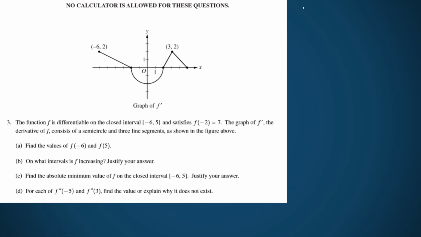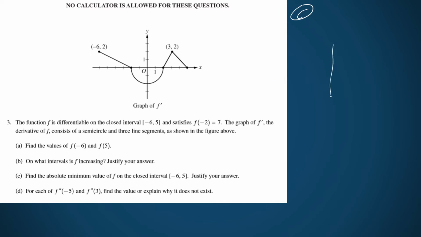Okay, for C. Looking for absolute minimum value. That's when f prime changes from negative to positive, which is at point 2. And we need to check endpoints as well.